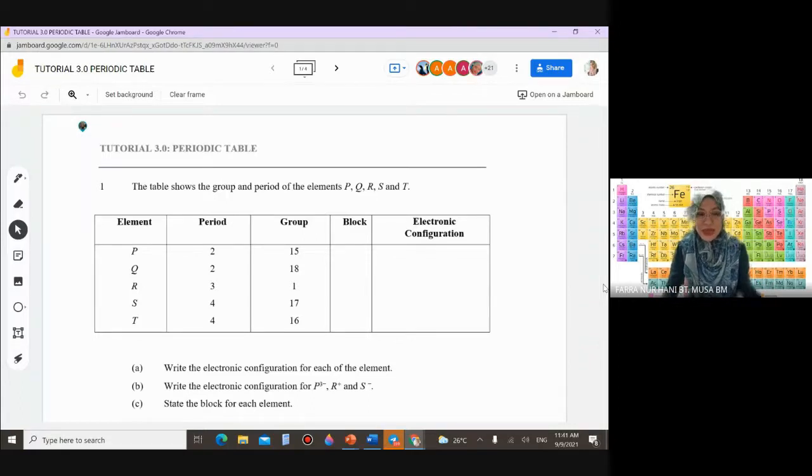Okay. So that's why saya rangkulkan soalan ni. Lebih mudah kalau kita cari dia punya blok dulu. Okay, dia tanya blok kat bawah kan. A, B, C tu. C tu blok kat bawah. Okay. So the block for element P ni. Tengok dia group 15. Ambil kat sini.